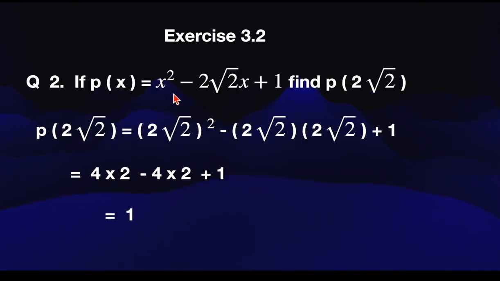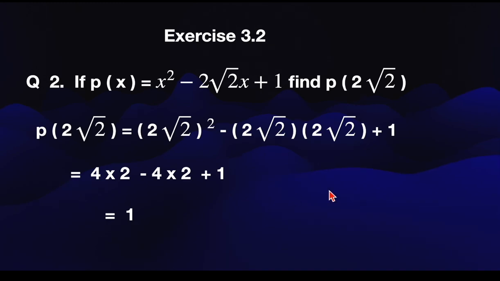If p(x) = x² - 2√2x + 1, find p(2√2). So we have to find the value of this polynomial at 2√2. Substitute x as 2√2 and write down the polynomial. So x square means (2√2)² minus 2√2 into x, so here I have multiplied, plus 1. Now open the brackets. This becomes 2 2s are 4, into √2 square is 2, minus 2 into 2 is 4. √2 into √2 is again 2, plus 1.